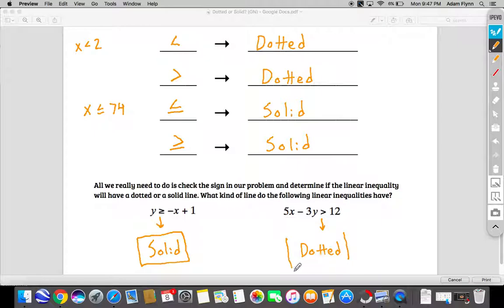So this might seem fairly basic, and I think everyone could agree that this is not the most complex thing you've ever done in your entire life. But this will help us break down linear inequalities. Okay, so we're not receiving a bunch of information at once. We're breaking it down into smaller, more manageable parts for us to understand later on. Okay. At this time, I would move on to the dotted or solid practice worksheets.